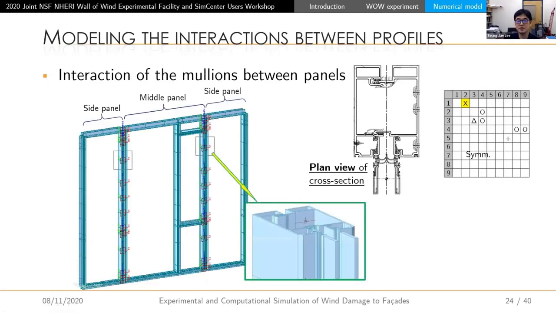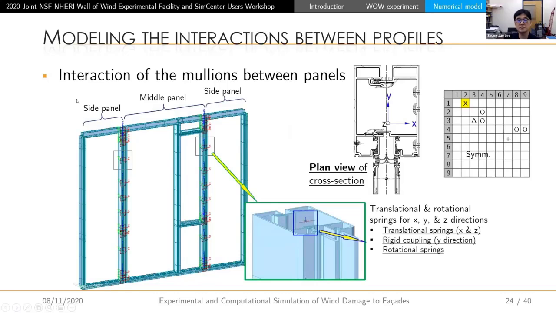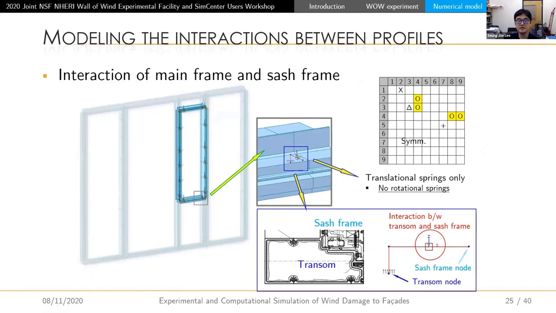So, for example, here, this is to model the interaction between the mullions between these panels. We have 3 panels here. So we just adopted translational and rotational springs for all directions. In that way, we could model the interaction of the mullions between the panels. And we use the same strategy to model the interaction between the main frame and chassis frame. So here we did the same thing, pretty much.